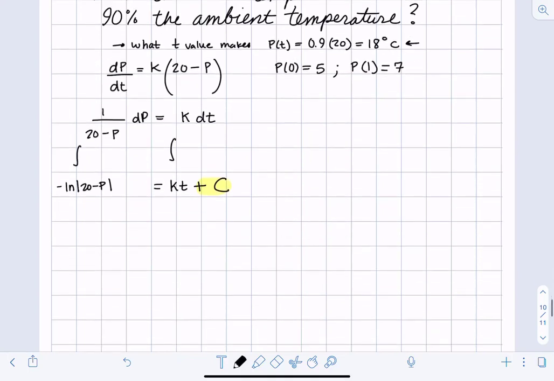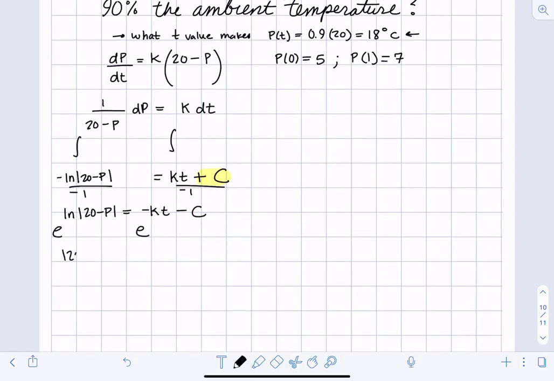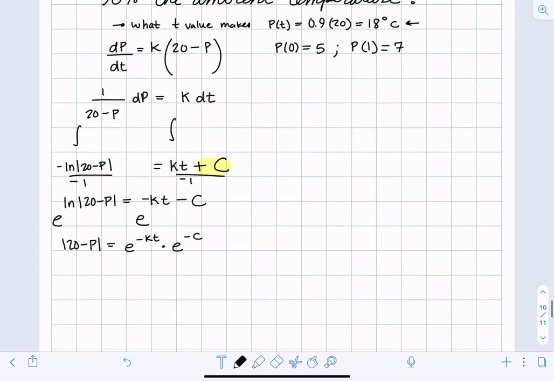Okay, so just give yourself a second to see where that came from. We used a u sub, and that's where the negative constant popped out from. At this point, I like to divide both sides by -1 to give me ln |20 minus p| equals negative kt minus c. And then raising both sides as the power of e, we get the absolute value of 20 minus p equals e to the negative kt times e to the negative c. And at this point, I like to rename this constant d.